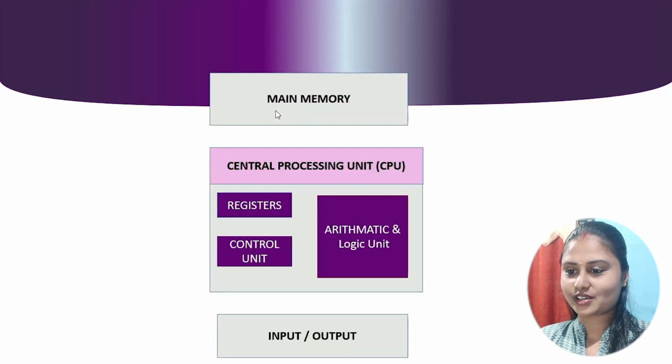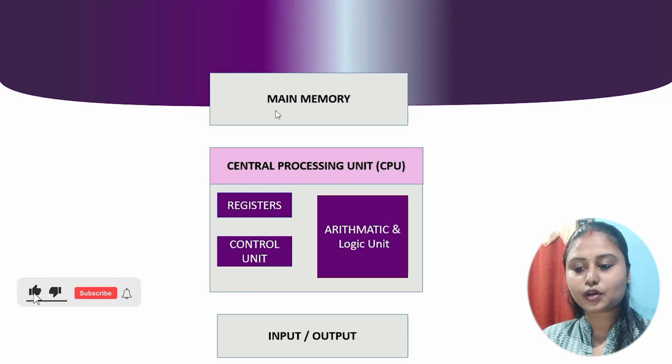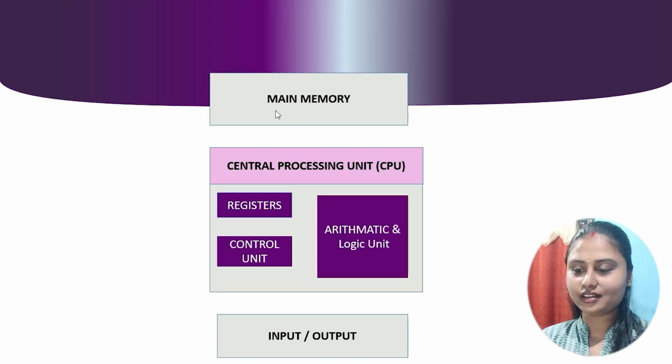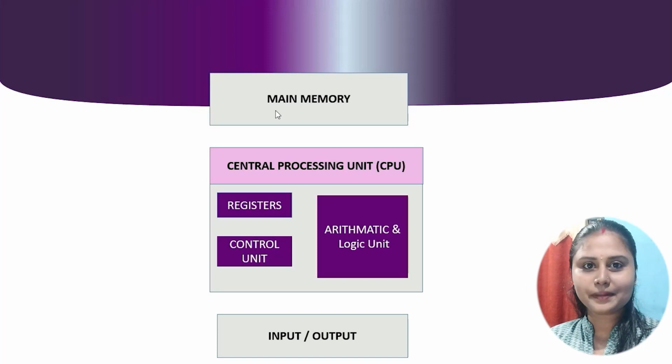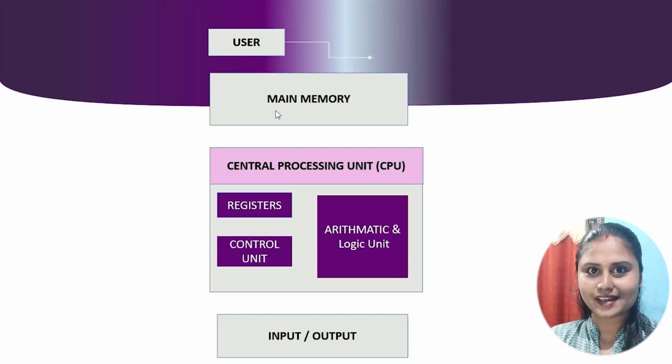Now let us understand the structure of computer architecture. This is the basic structure of a computer architecture, where the computer holds a main memory, central processing unit, and input output unit. Also, inside the central processing unit, there are three components called the arithmetic and logical unit, registers, and control unit. How does this von Neumann architecture actually work? Let us understand it now.